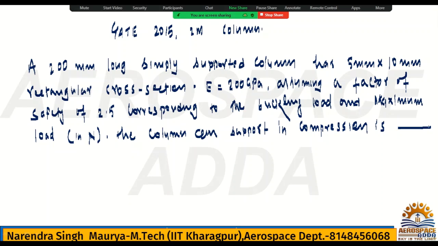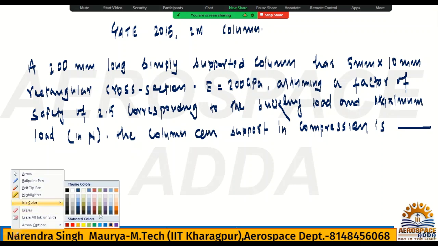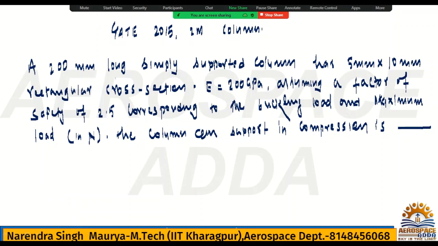Okay, so if you read the problem, it is clearly mentioned that it's a long simply supported column. So simply supported column means what? I have explained both ends fixed, both ends hinged, one end fixed and another end hinged, one end fixed and another end free. These are the 4 cases. Now the new word they have used here, simply supported. So what is the meaning of simply supported?